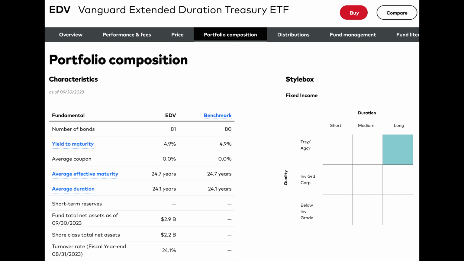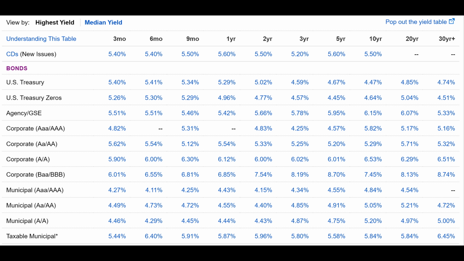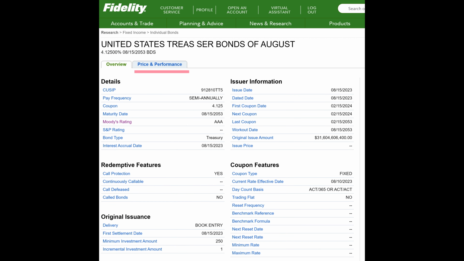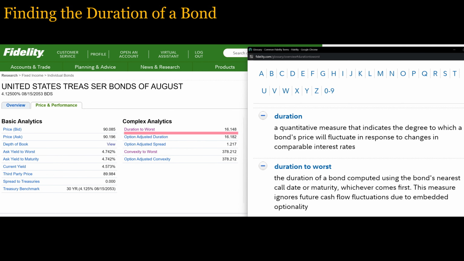Although there are formulas for calculating duration, you can simply look up the duration of any security by viewing the information provided by issuers and by brokers. To find the duration for securities offered by brokers, you must click to deeper levels on the type of security you're interested in. So, for instance, if you want to find the duration for a 30-year Treasury bond in Fidelity, then click on the appropriate link. Then click on the type of bond that you're interested in. Then click on Price and Performance. Here is where you will find the information on duration.